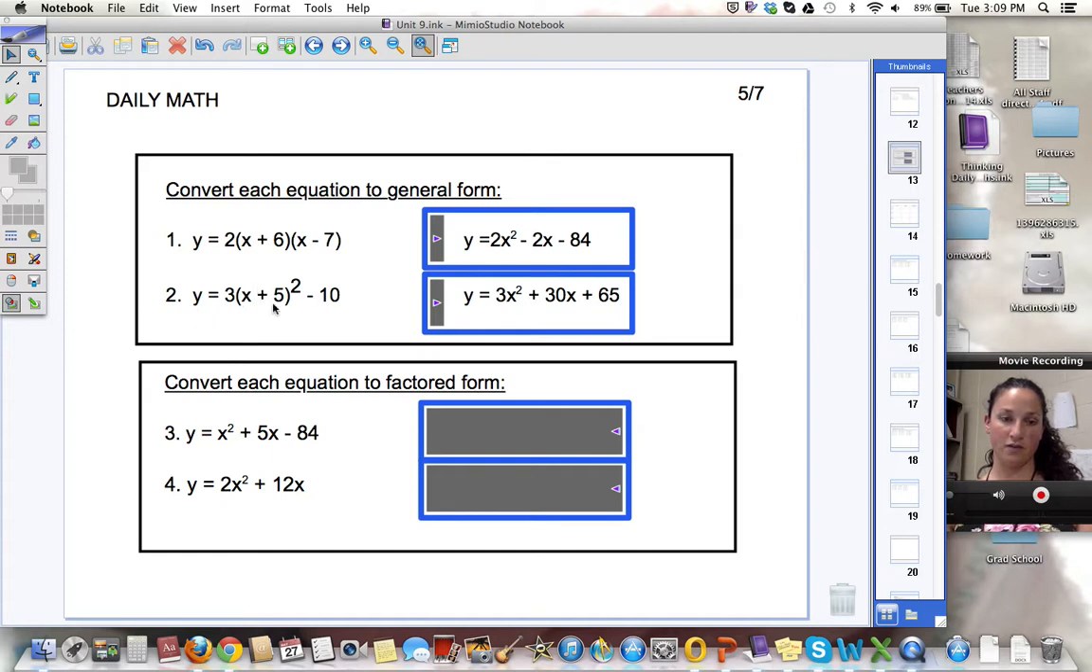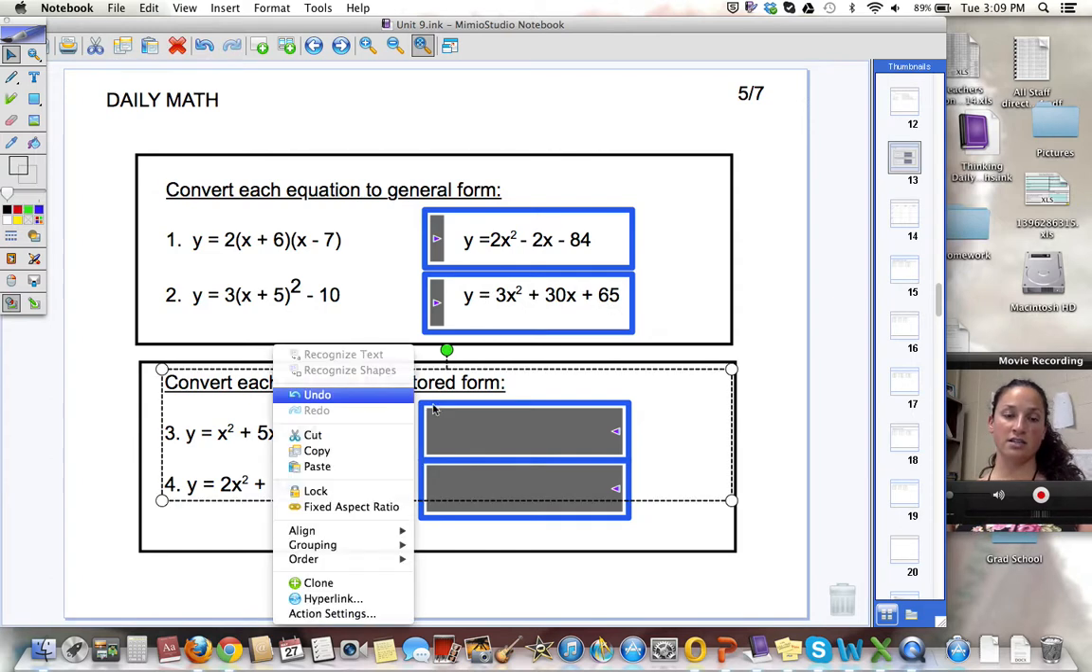Same thing. First we have to FOIL this individually, x plus 5 times x plus 5. Then bring in the 3. Multiply that all and then subtract a 10 to our number. So this was a 75, and then you subtract 10, making it 65.